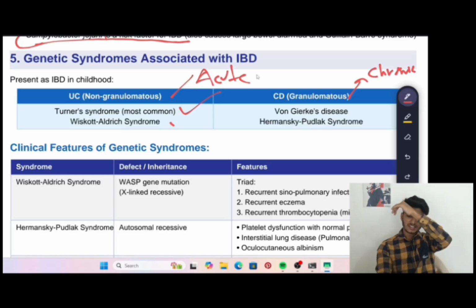Then there is interstitial lung disease, that is pulmonary fibrosis. You will see dead tissue present inside the lung. And then there is oculocutaneous albinism. In oculocutaneous albinism, you will see loss of melanin in hair, in eyelashes, in skin, and in eyeballs.